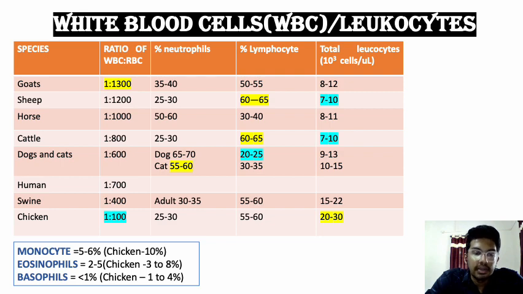There are other white blood cells as well. These were about neutrophils and lymphocytes. But monocytes, eosinophils, and basophils are also seen in the blood of these animals, but their percentages are far lesser in comparison to neutrophils and lymphocytes. Monocytes will be like 5 to 6%. In the case of chicken, it will be higher, 10%. The eosinophil count is 2 to 5%. In the case of chicken, again, it is higher, 3 to 8%. The basophils are always less than 1% in every mammal, but in chicken it will be 1 to 4%, which is higher in comparison with mammals.